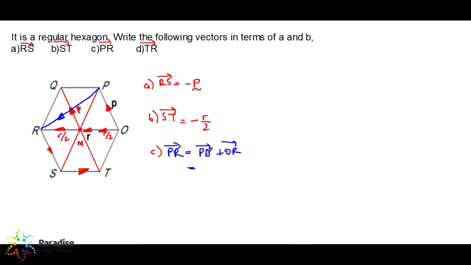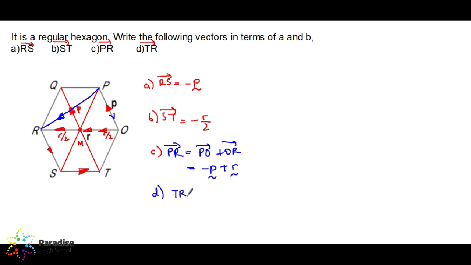So what is PO? PO is this direction, which is the opposite of P. Then this is going to be negative P. And what is OR? OR is equal to R. It was given in the question. So the answer is negative P plus R.